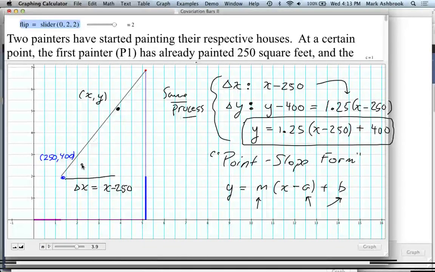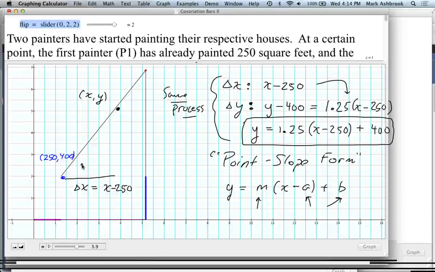If you're not sure, work together with somebody else. Everyone's going to do it. Start over. Use this process right here to determine how much painter 2 will have already painted when painter 1 started, and it was at 0.